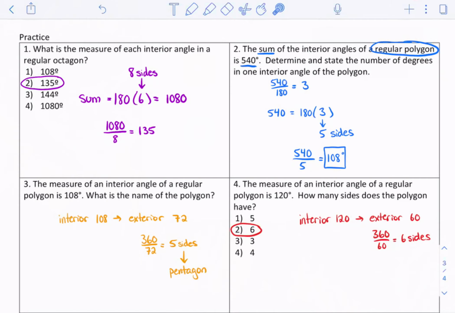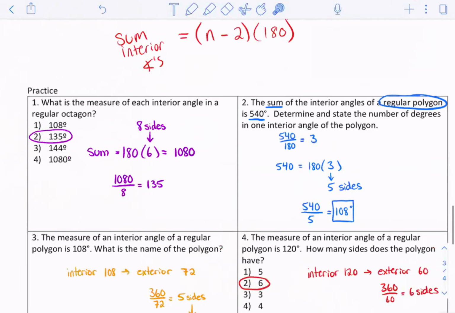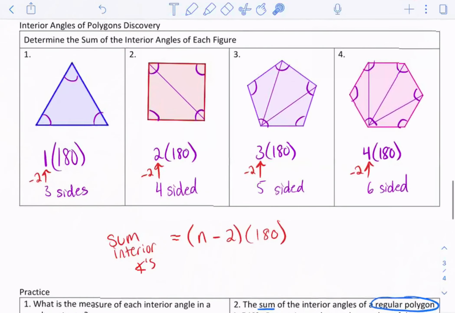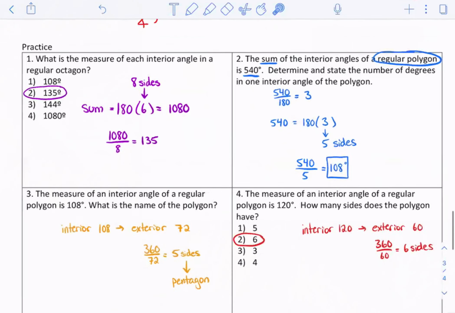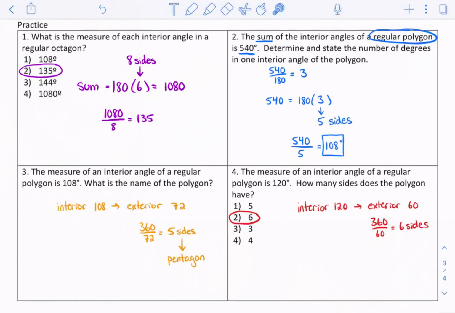If you have any questions, you could definitely reach out to me. I've already explained the difference between the sum of interior and exterior angles, although I understand sometimes it's a little challenging. So you might want to try the practice problems before you look at my answer key.